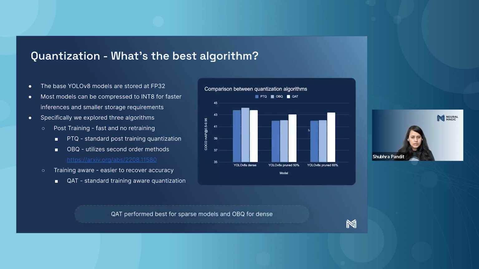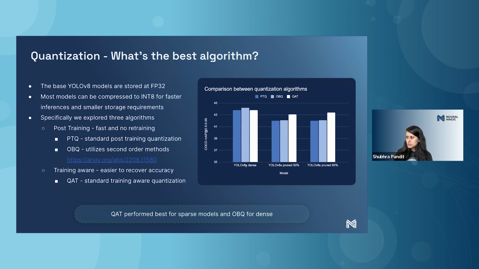And let's look at some results here that we got. PTQ, the darkest blue here, is the one where we got the least recovery, at least for the dense models. So these are the dense YOLOv8. This is the dense YOLOv8 S model, and we compare it with the pruned 50% YOLOv8 S and the pruned 65% YOLOv8 S model.